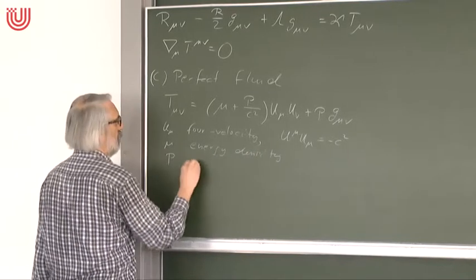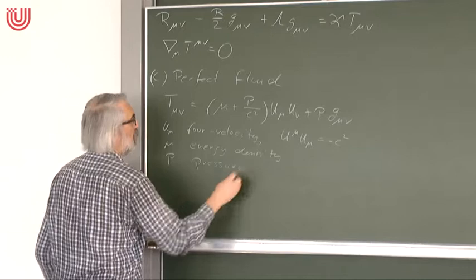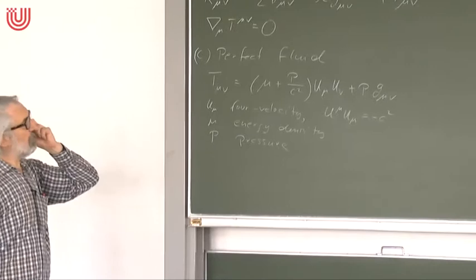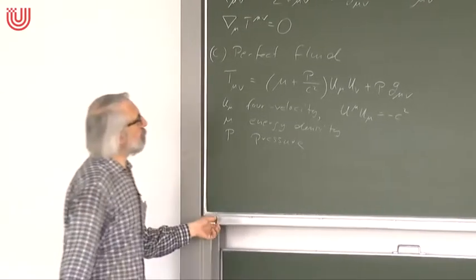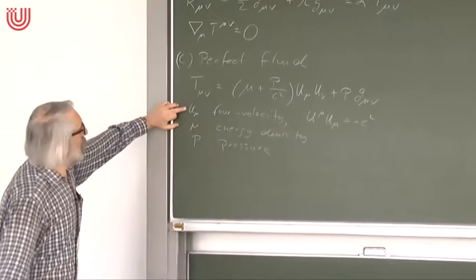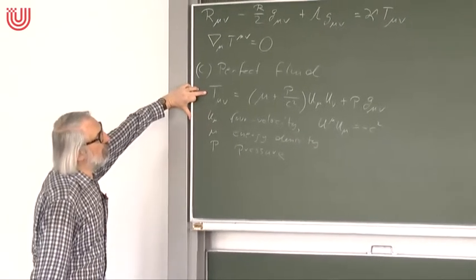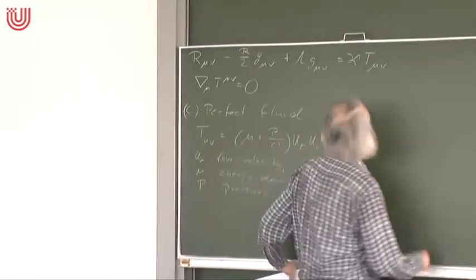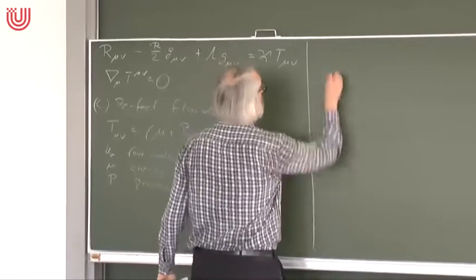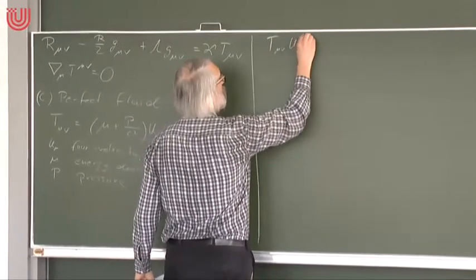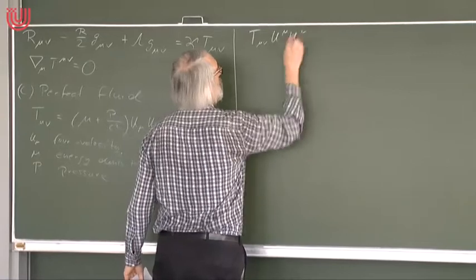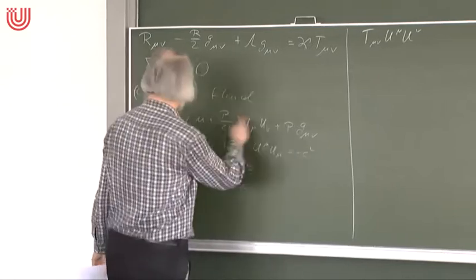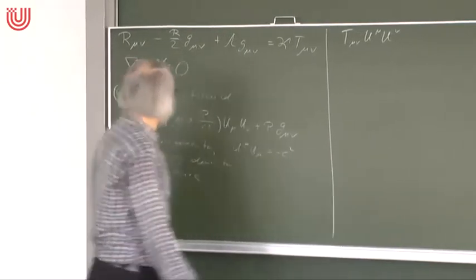And the P is a pressure. I should say the rest energy density. So if you calculate the energy density of this thing in the rest system, this means that you form, just as a side remark, this expression. That's the energy density in the system which is co-moving with the fluid. And if you insert this, you should get mu times c squared.